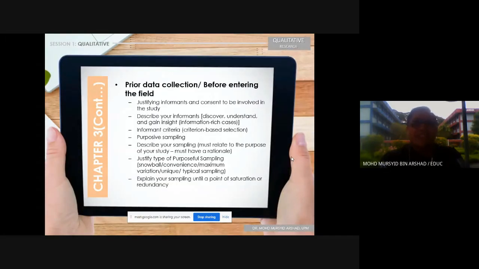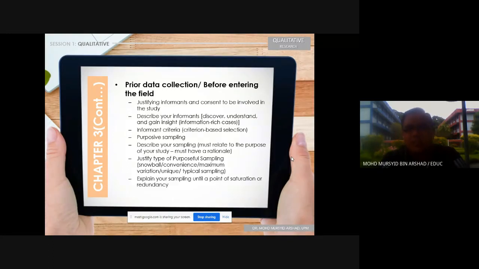Okay. And then after you discuss the type of data collection, you start to discuss what is your process prior to data collection, before entering the field. So you can discuss how you get the consent from the informants. You discuss the criteria of informants. You discuss the purposive sampling that you do. So remember, good purposive sampling depends on having good informant criteria. If you don't have the informant criteria, you may find difficulties in finding the purposive sampling. And then maybe you can describe the sampling itself.